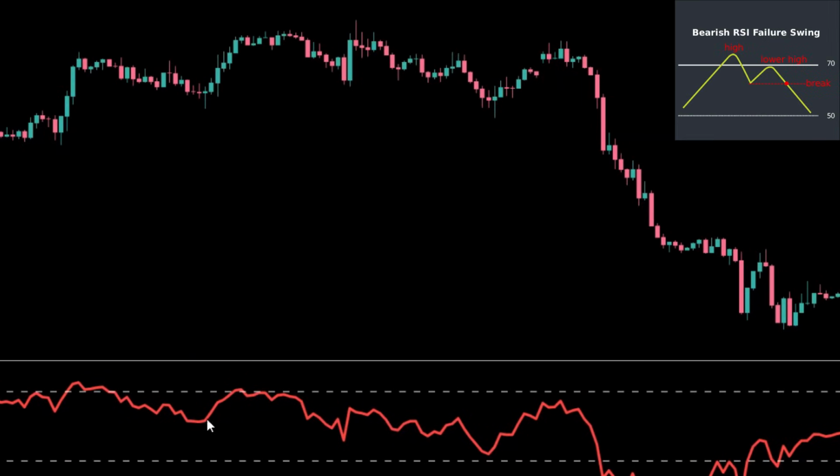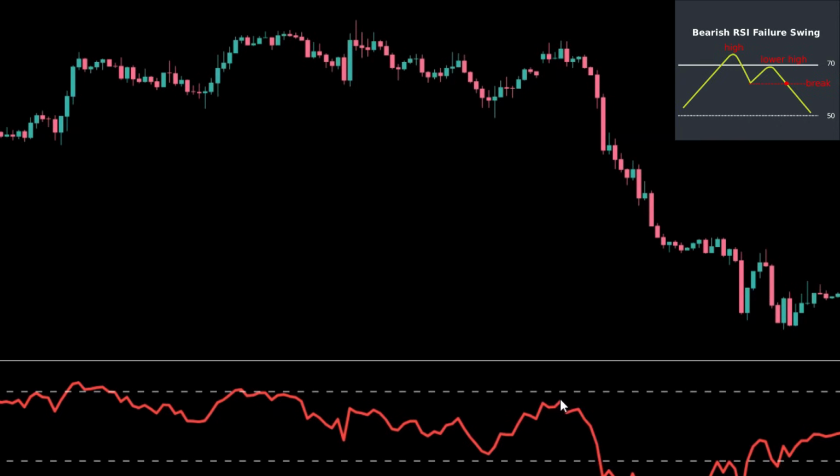First, RSI makes a high, often inside the overbought area. This shows a strong buying momentum. Then RSI moves lower, showing a temporary pullback. After that, RSI moves up again. Now comes the key moment. RSI fails to make a higher high. Instead, it forms a lower high, often staying below the overbought level.